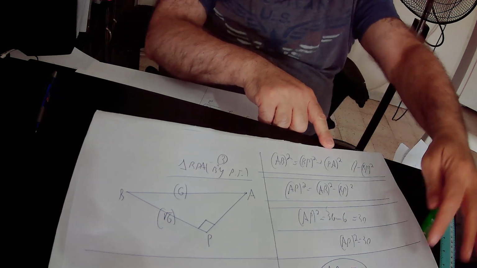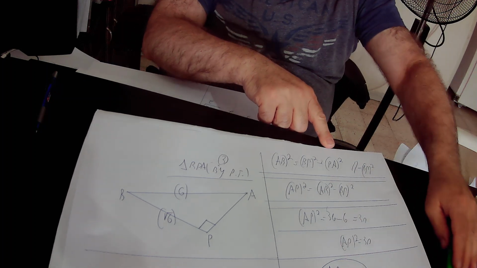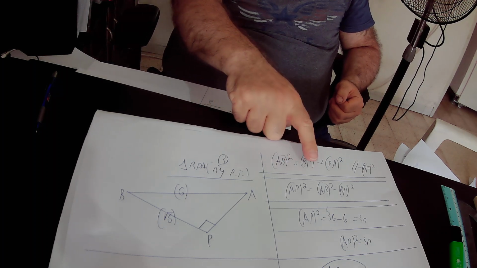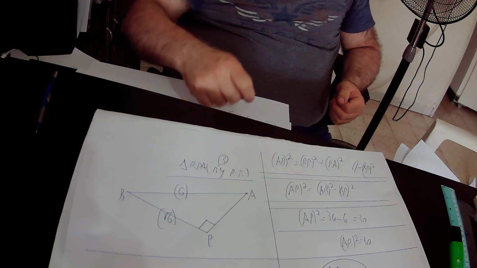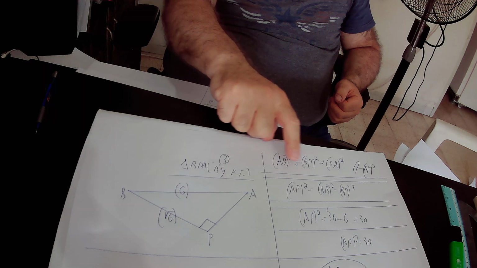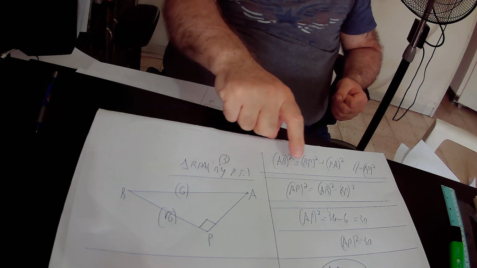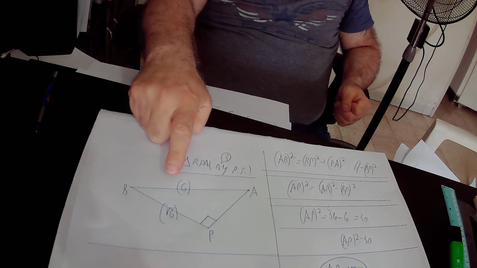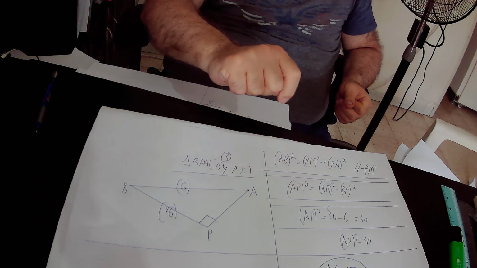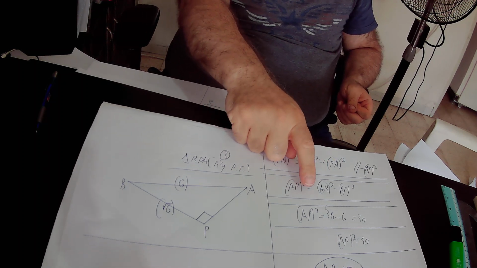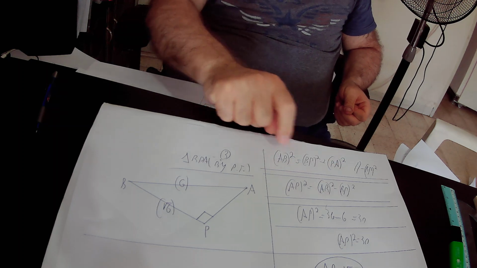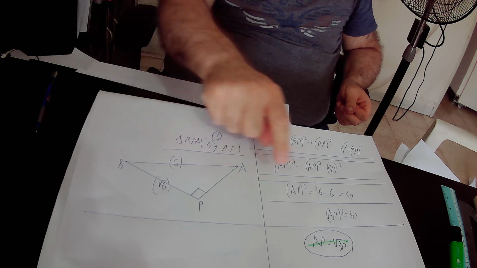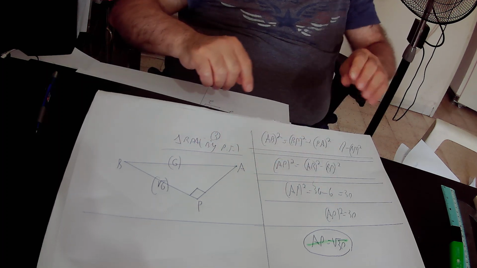Here we subtract BP squared from this equation, and finally found that the missing side AP squared equals AB squared minus BP squared. AB is 6, therefore AB squared is 6 squared, that is 36, minus BP squared. BP is the square root of 6, therefore BP squared is 6. So AP squared equals 36 minus 6, which is 30. We took the square root and found that the missing side AP equals the square root of 30 units in length.